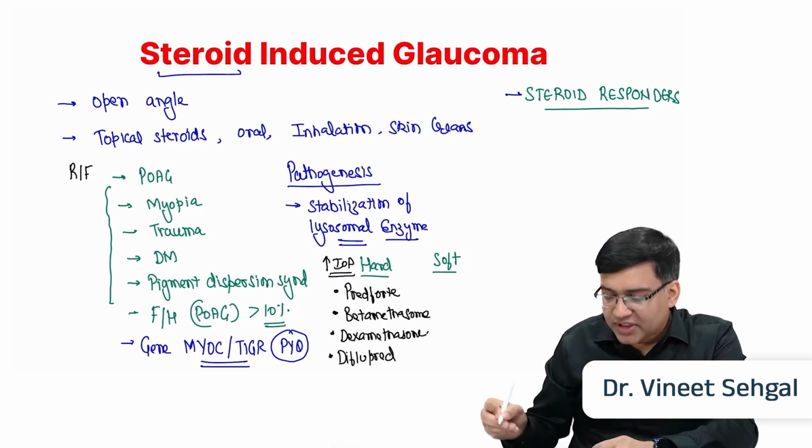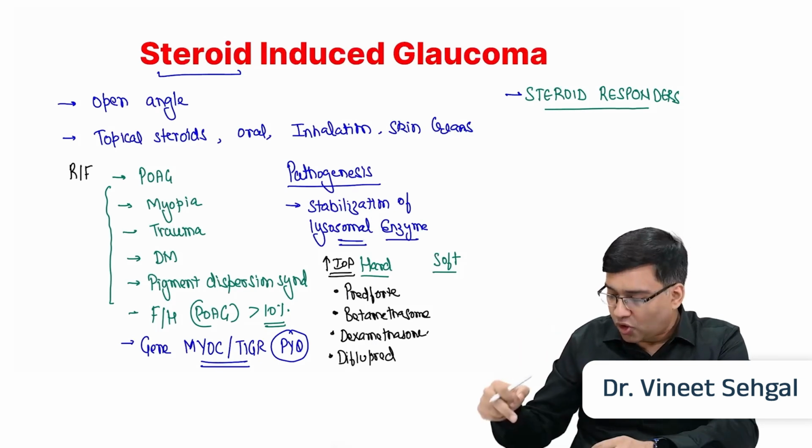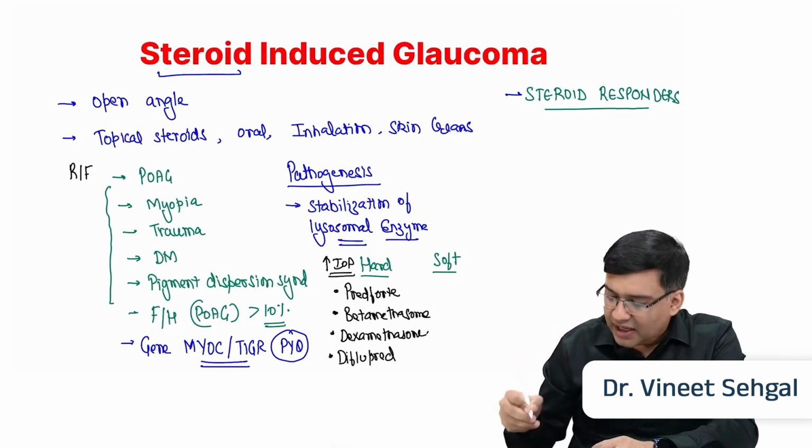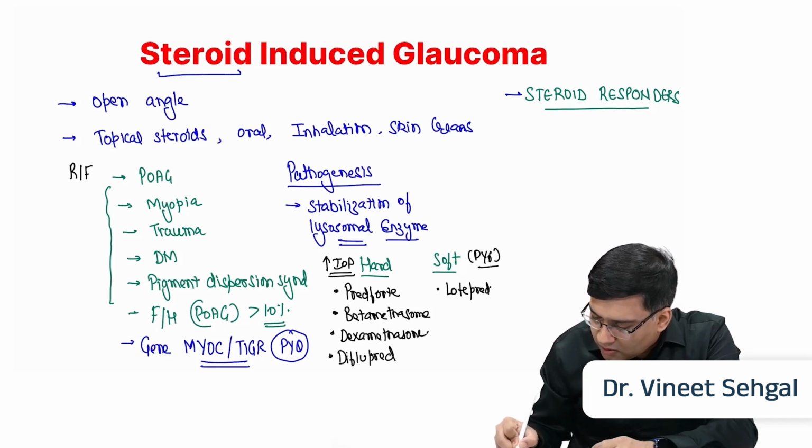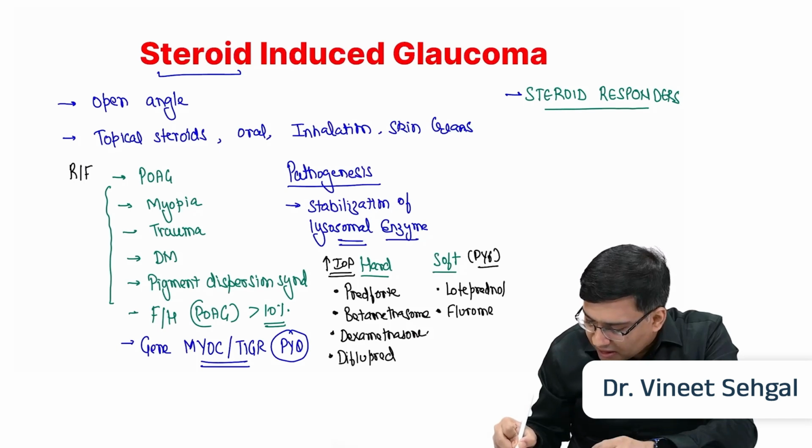Those steroids which have low predisposition to cause increased intraocular pressure are called soft steroids. This was also a previous year question. So remember, they are loteprednol and fluorometholone.